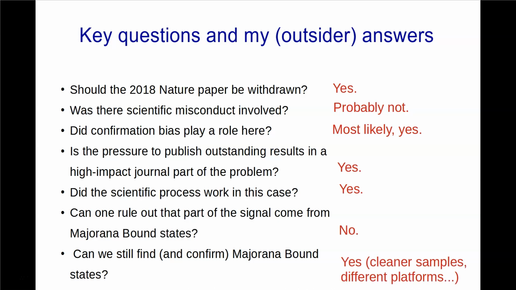So, can we still find and confirm the presence of Majorana bound states? I think yes, in cleaner samples, on different platforms, and I'll plug my own group. We're looking for different ways of having these Majoranas in platforms involving 2D materials such as silicon or other materials, which can be made in samples which are much cleaner than those nanowires. So I think that opens many opportunities for other platforms that may become competitive now, and of course other kinds of experiments that can involve braiding, for instance. So at the end, this is bad news in a sense, but it also opens a whole host of possibilities for looking at different platforms and improving the quality of the samples.